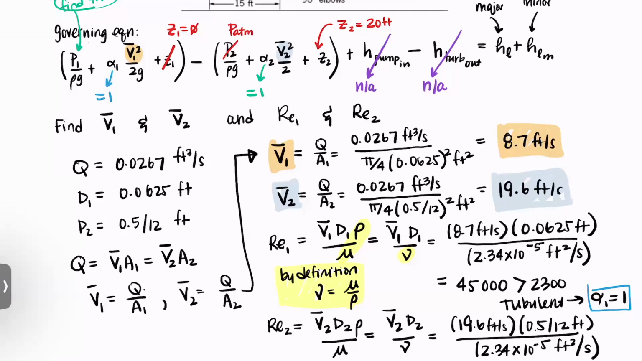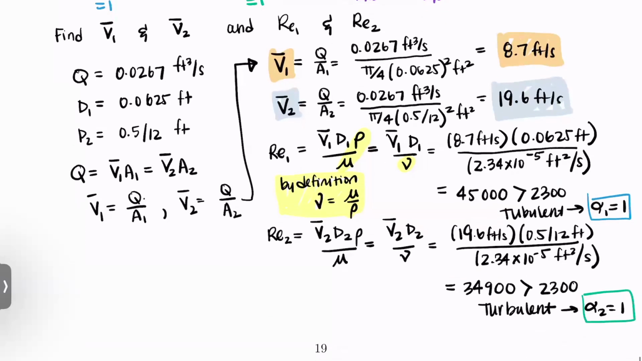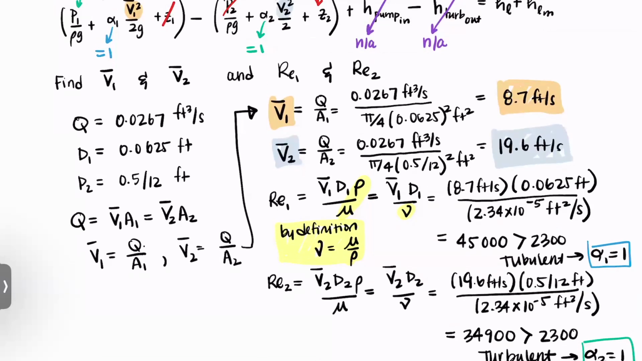Okay, so we have everything on the left-hand side of our equation taken care of, which means we can do part A. If we neglect all of the losses in our system, we're assuming that HL and HLM are 0, and we can find P1 that way. So I am going to solve this main equation for P1.